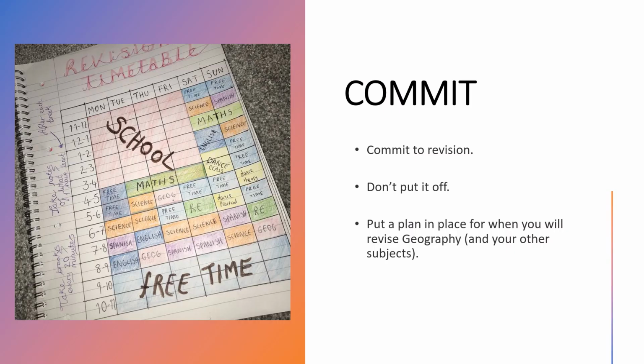Step 1. Commit. You need to commit to your revision, so don't put it off. It's really easy to put it off to the last minute, especially if you don't feel confident in different revision methods that will help you remember all of the information. My suggestion would be to make a revision timetable such as the one on the screen. Put a plan in place for when you will revise geography and all of your other subjects. This will help you to plan your time more effectively and it will feel more manageable.